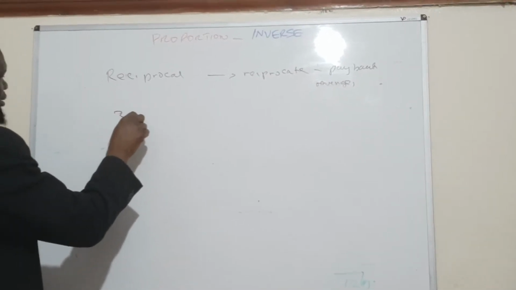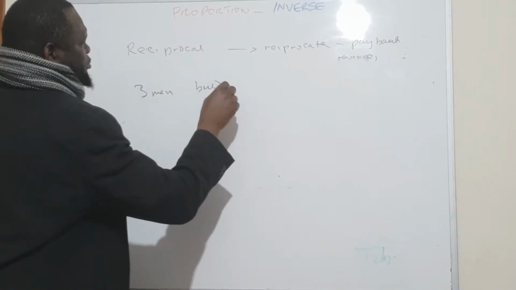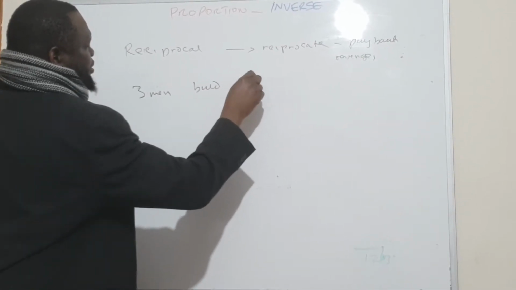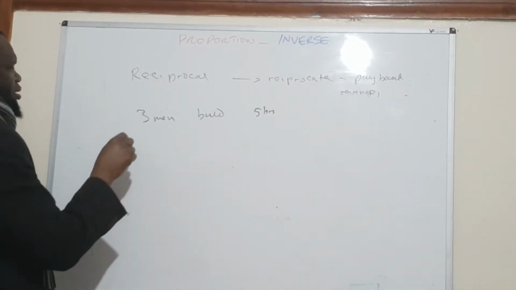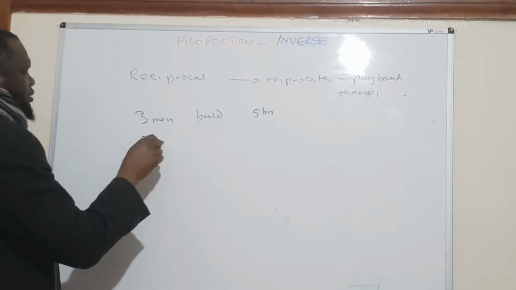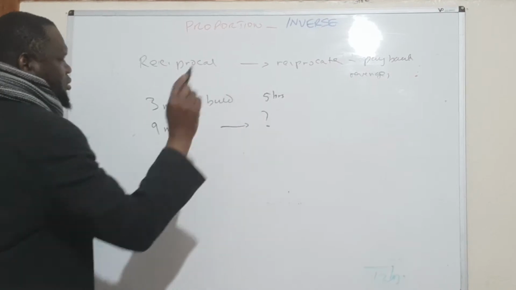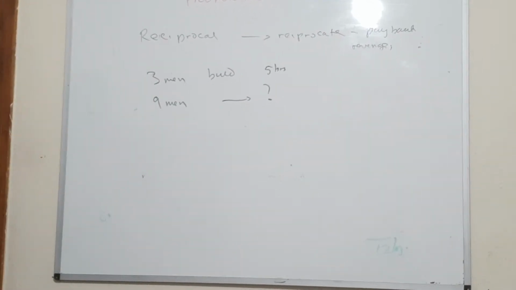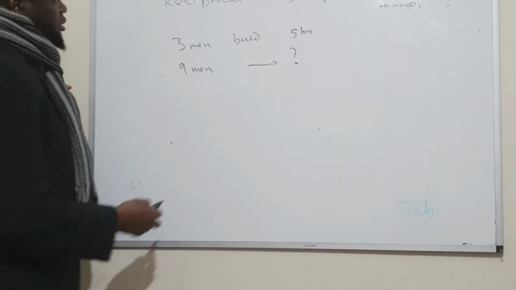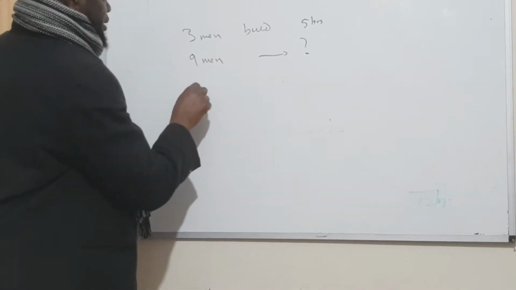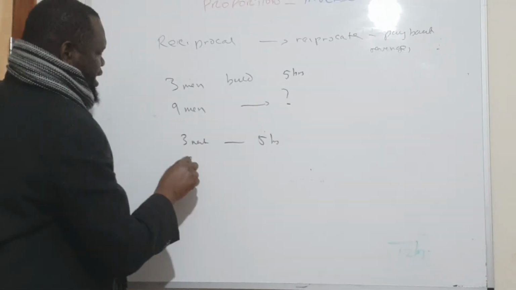3 men build a house in 5 hours. So 9 men will take how many hours? 15 hours? We divide it by 3. Now look at it. Let's do the first one. 3 men, 5 hours. 9 men, what?